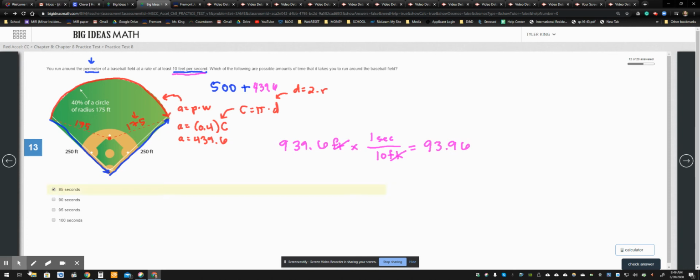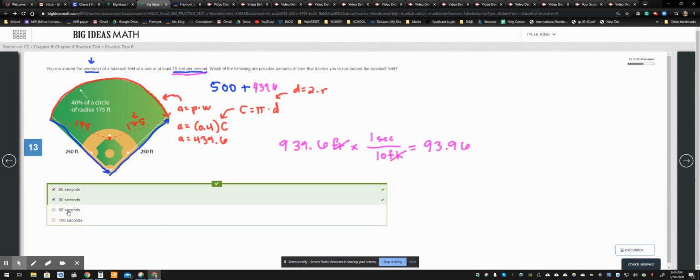So we could be running super fast and go 85. We could be running fast and go 90. Well, we're not running fast enough to, or we're not going slow enough to do any of these two. So we should be able to check our answers, and we are good.